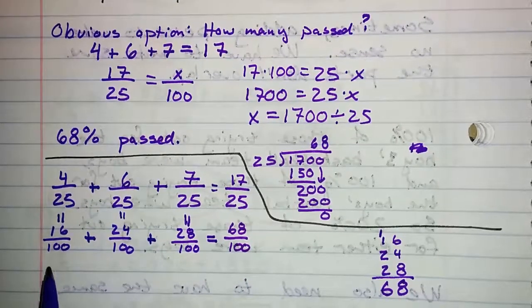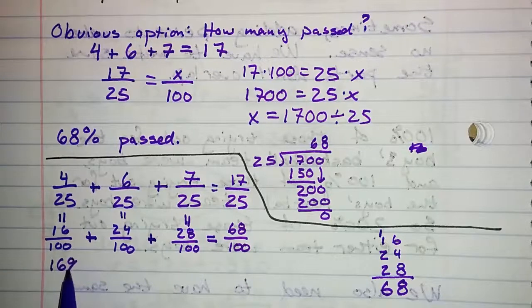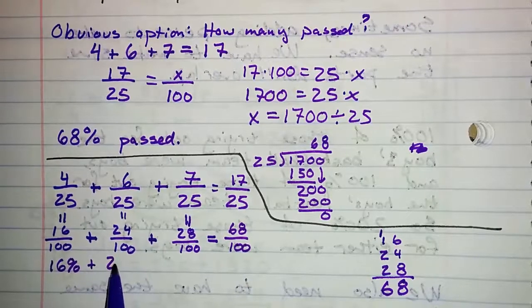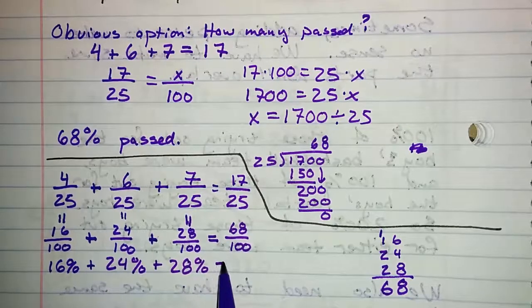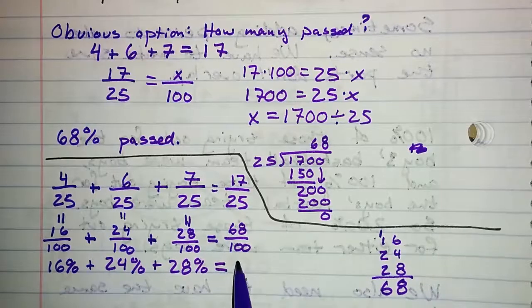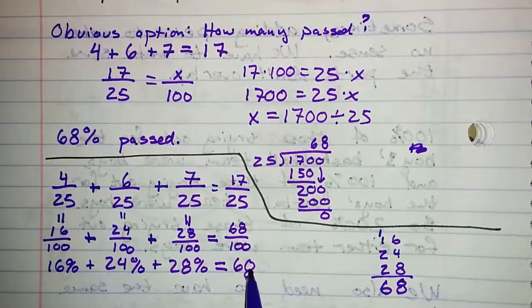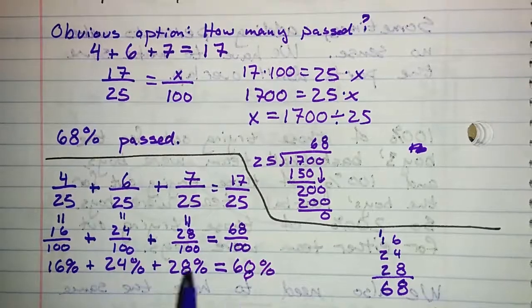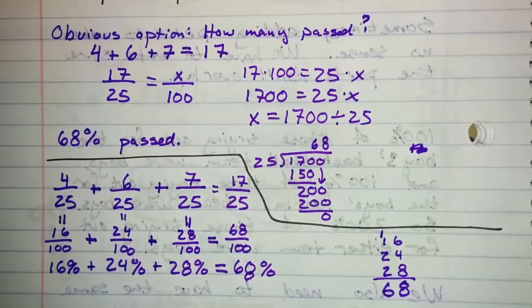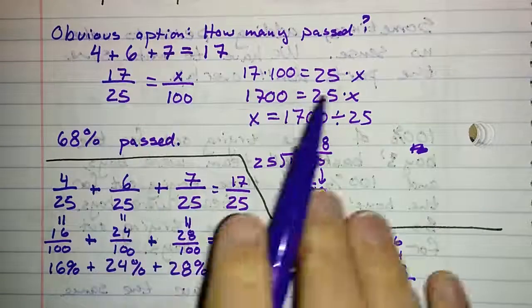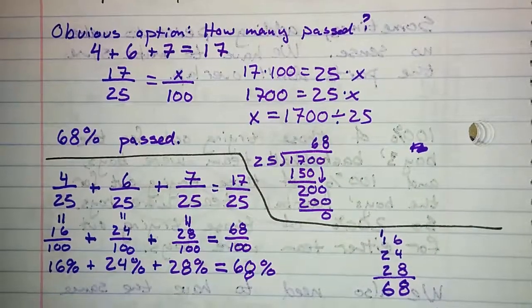That is, by adding 16% plus 24% plus 28%, I get 68%, which is the same answer I found here, without having to solve a proportion.